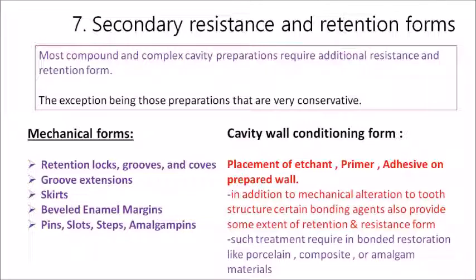Now, cavity wall conditioning form is there, which is placement of etchant, primer, adhesive on the prepared wall. In addition to the mechanical alteration to tooth structure, certain bonding agents also provide some extent of retention and resistance form. Such treatment is required in bonded restorations like porcelain, composite or amalgam materials.